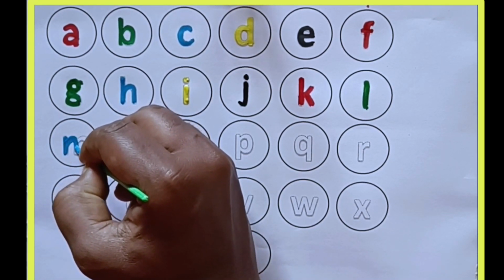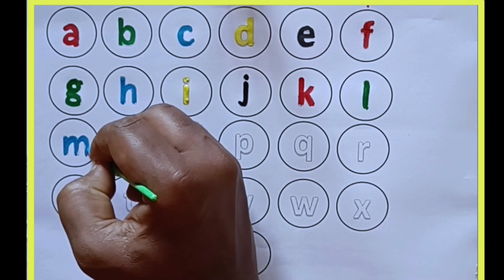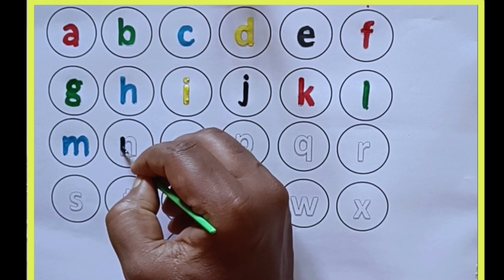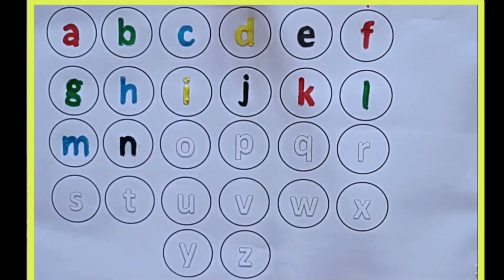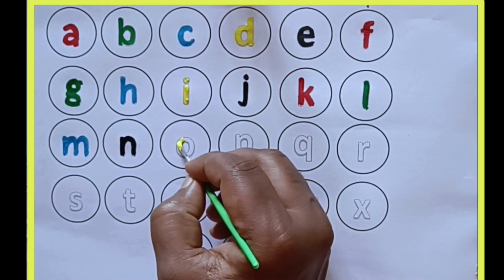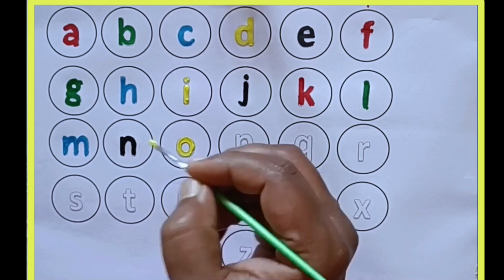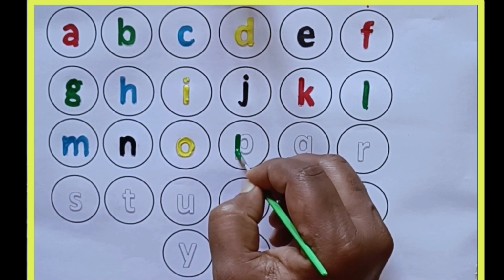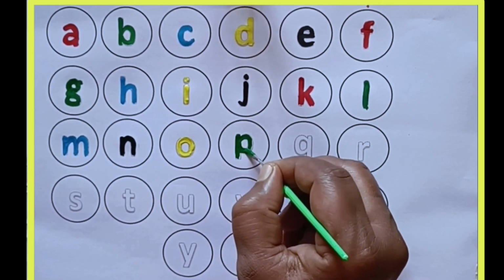M for monkey, M for monkey. N for nose, N for nose. O for orange, O for orange. P for parrot, P for parrot.